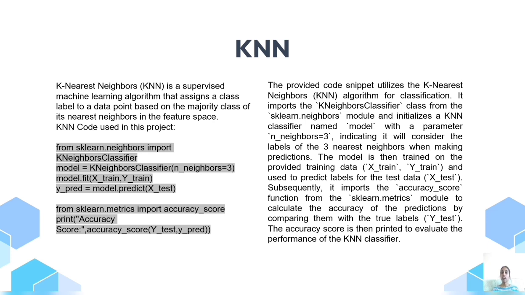making predictions. The model is then trained on the provided training data and used to predict labels for the test data. Subsequently, it imports the accuracy score function from the scikit-learn metrics module to calculate the accuracy of the predictions by comparing them with the true labels. The accuracy score is then printed to evaluate the performance of the KNN classifier.